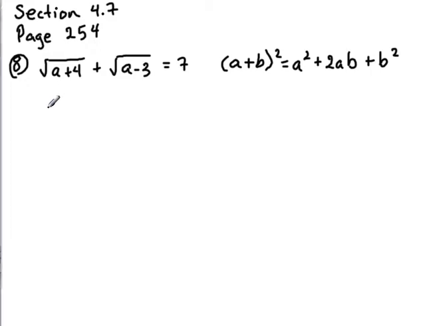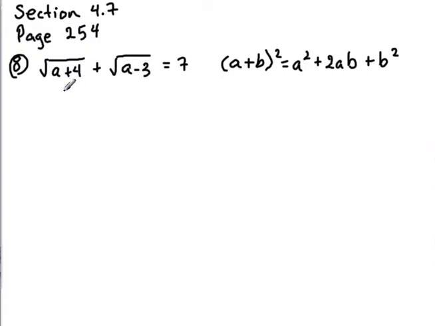Alright, we're going to solve this two-radical equation here. For the variable a, we have radical a plus 4 plus radical a minus 3 equals positive 7. Notice on the right-hand side here, we have the shortcut for squaring a binomial expression. We have a plus b squared equals, remember, the first term squared plus 2 times the first term times the second term plus the second term squared. We're going to use that one time here when we're solving this equation.